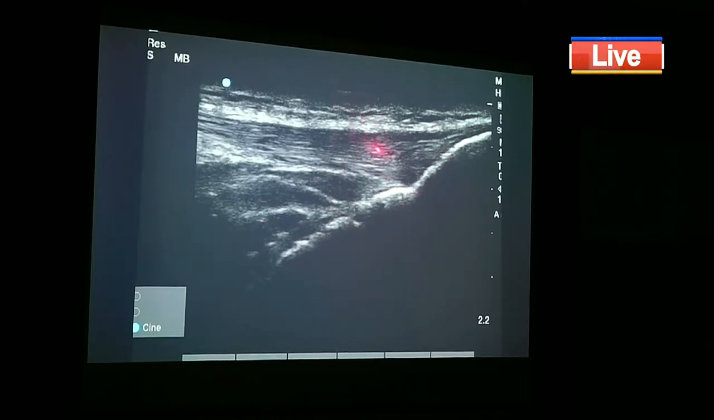Now just imagine if there was a slight tear here, some wavy pattern. We may see it in a case. We have a case here today. So once we scan, we may see that, and then you will be easily able to diagnose.